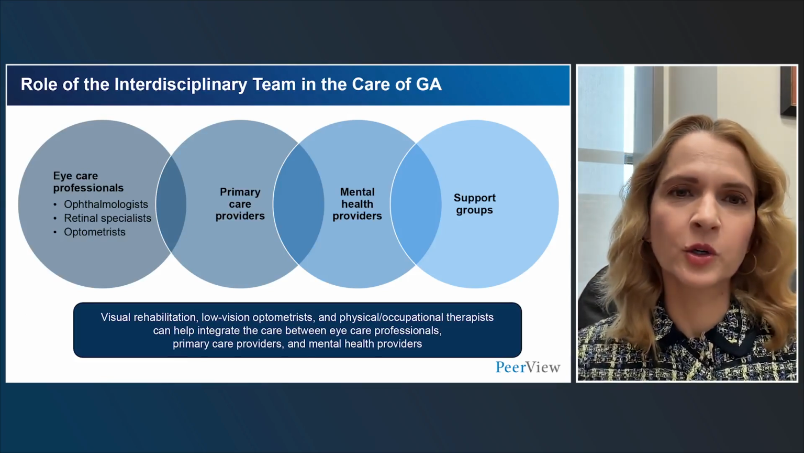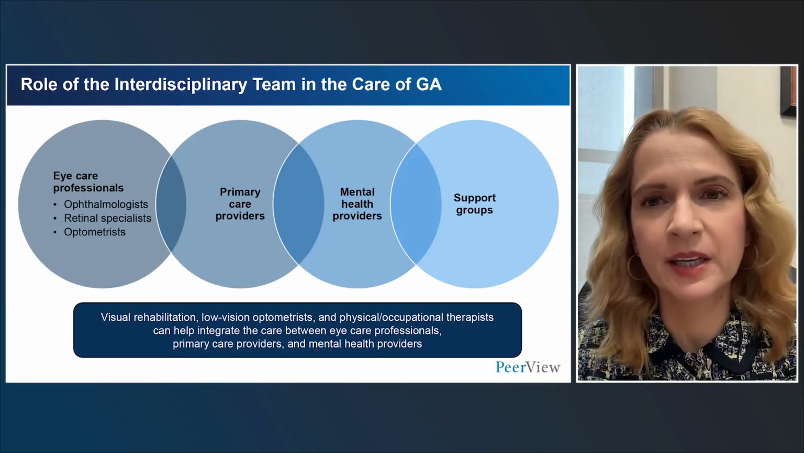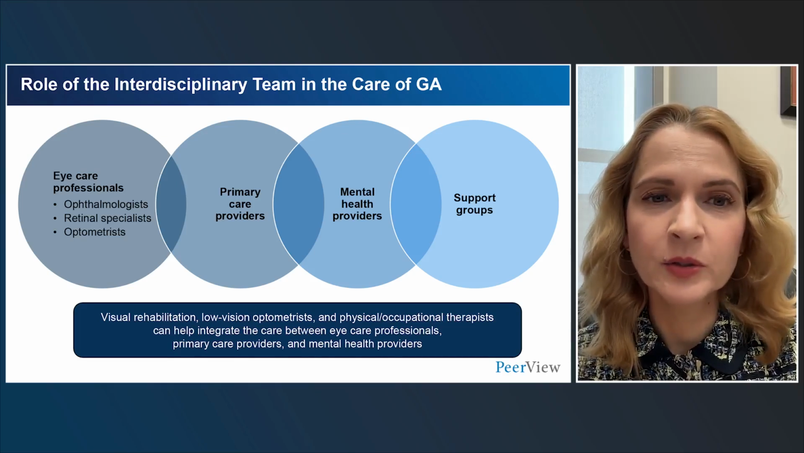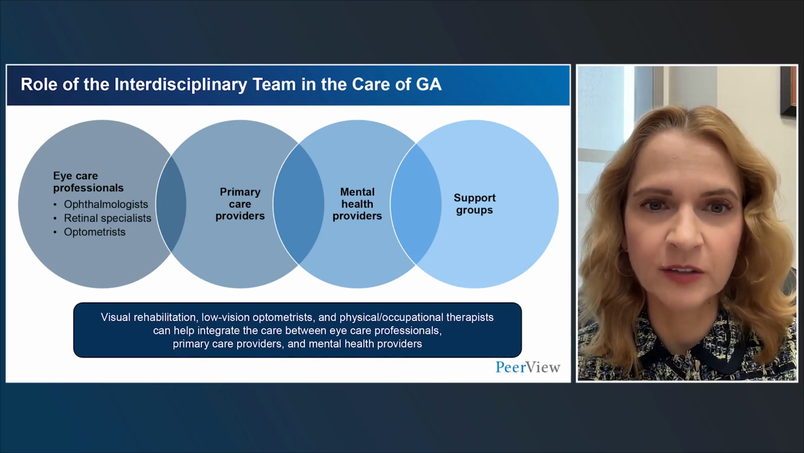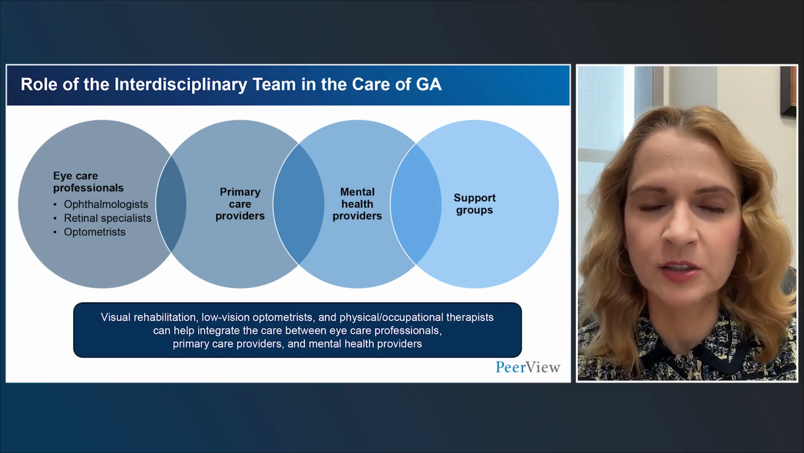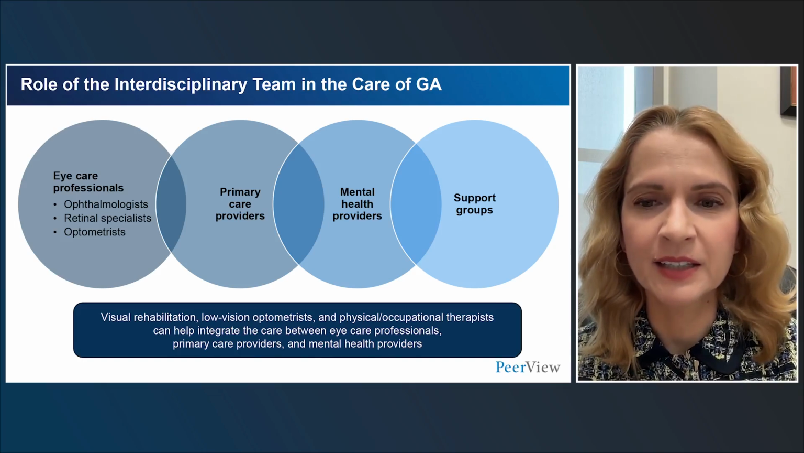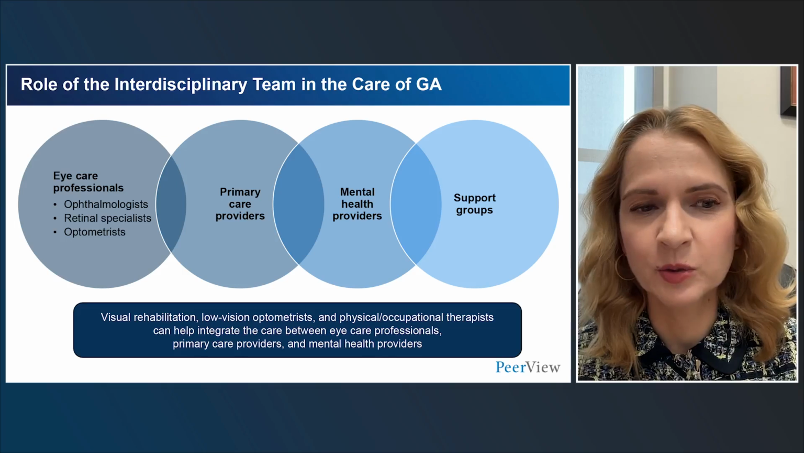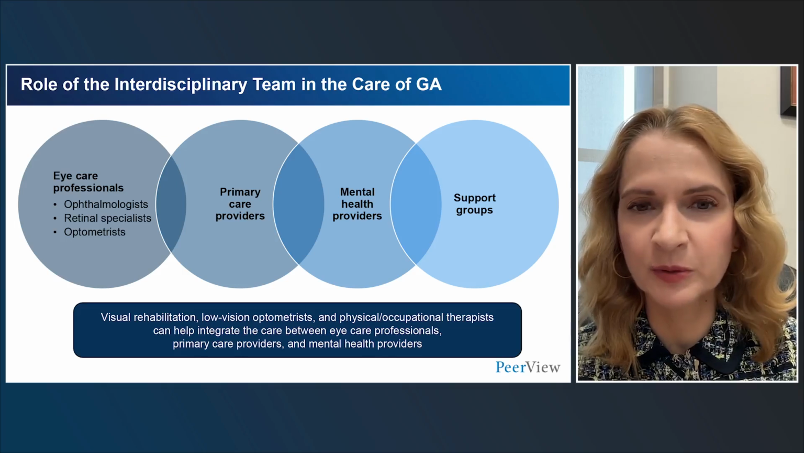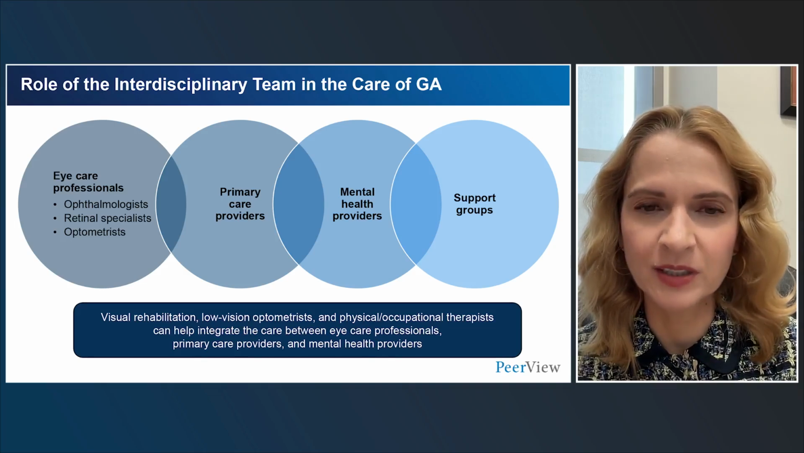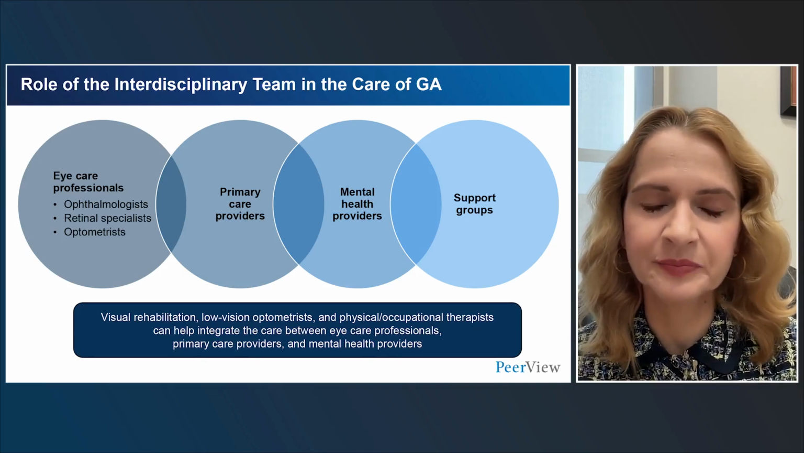There's a significant role of an interdisciplinary team in the care of our patients with geographic atrophy. The care, although it starts with eye care professionals such as ophthalmologists, retinal specialists, and optometrists, should be extended to primary care doctors. They can provide a lot of guidance on diet, exercise, and optimizing their health status. Also, it is important to address all the other comorbidities that would prevent our patients from coming for follow-ups and care, including intravitreal injections into our clinics.